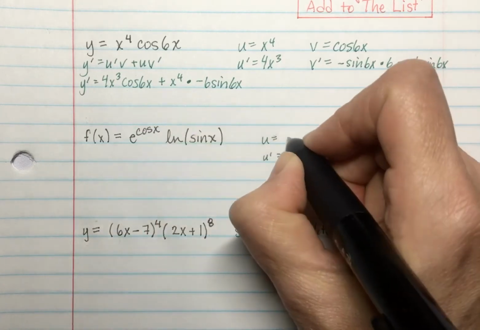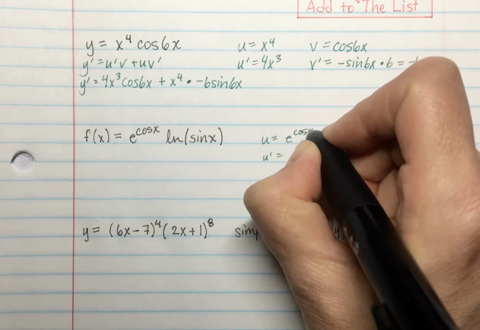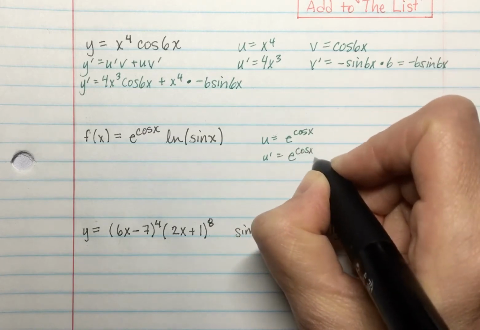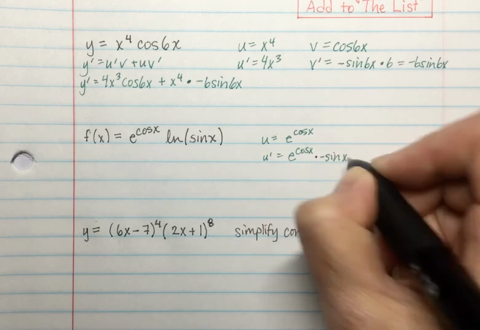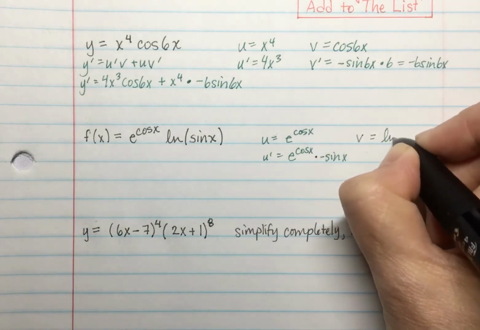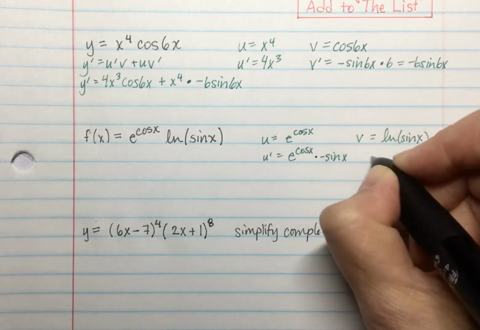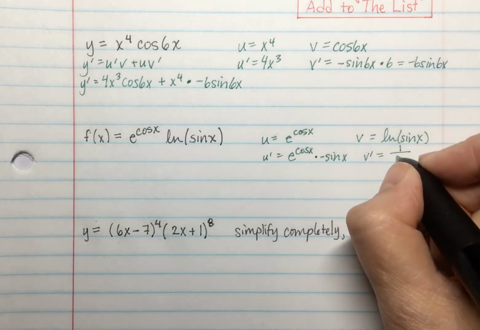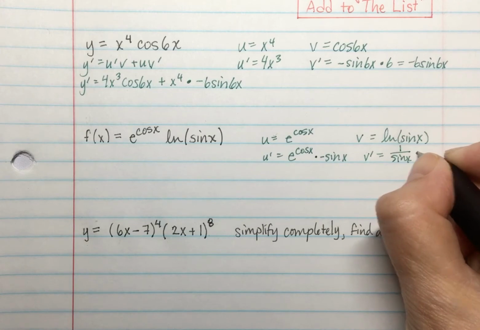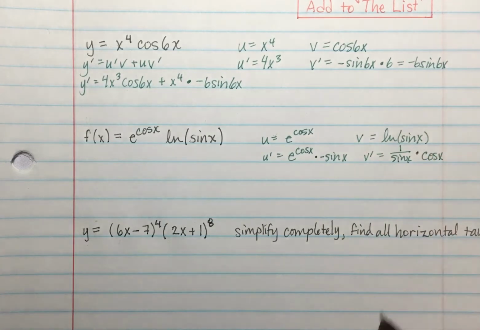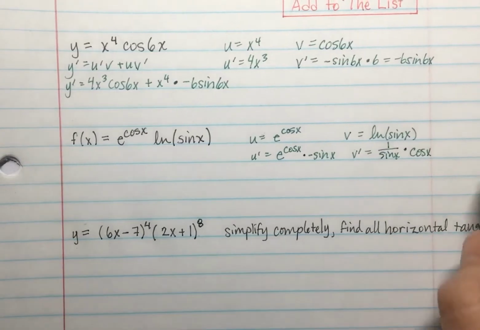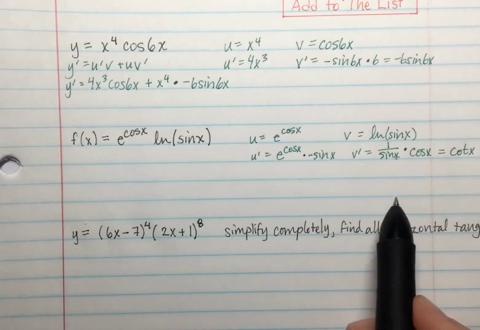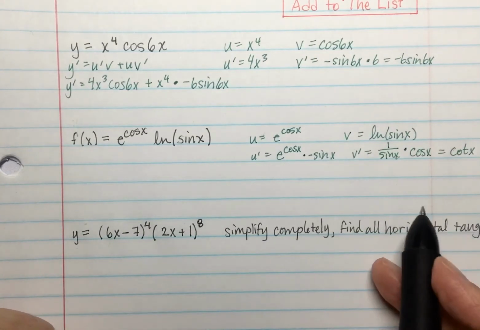So first, e to the cosine x is u. u prime is going to be e to the, keep the inside the same, times derivative of the inside, negative sine x. And then v is natural log sine x. v prime is 1 over, there's my derivative of the outside while keeping the inside the same, sine x, times derivative of the inside, cosine x. For the sake of less space to write, I'm going to simplify that to cotangent x, since that's what it equals. That's kind of a bonus step. We don't really have to do that, but it's not a bad thing to do.